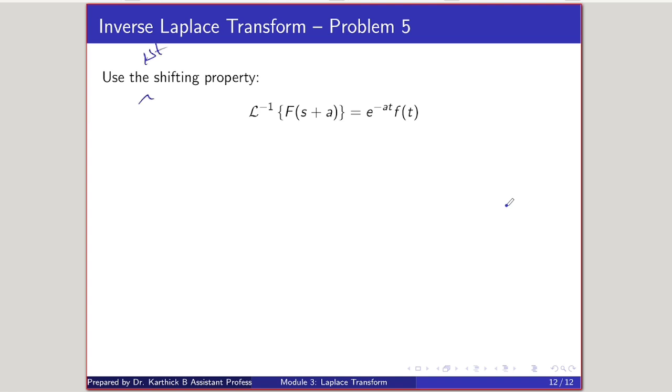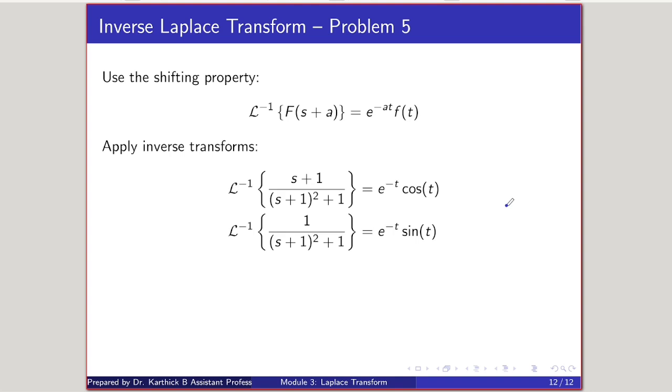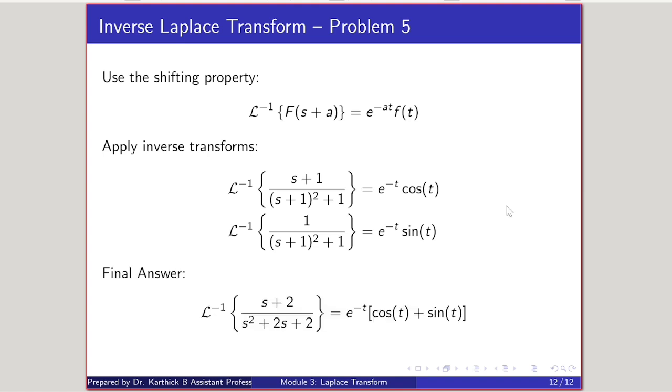By using this, we can rewrite Laplace inverse of (s plus 1) by (s plus 1) whole square plus 1 as e power minus t cos t. Here you have to remember that when it is of s, we will get cos. Here it is a constant, so we get sine. Finally, this will be the answer.